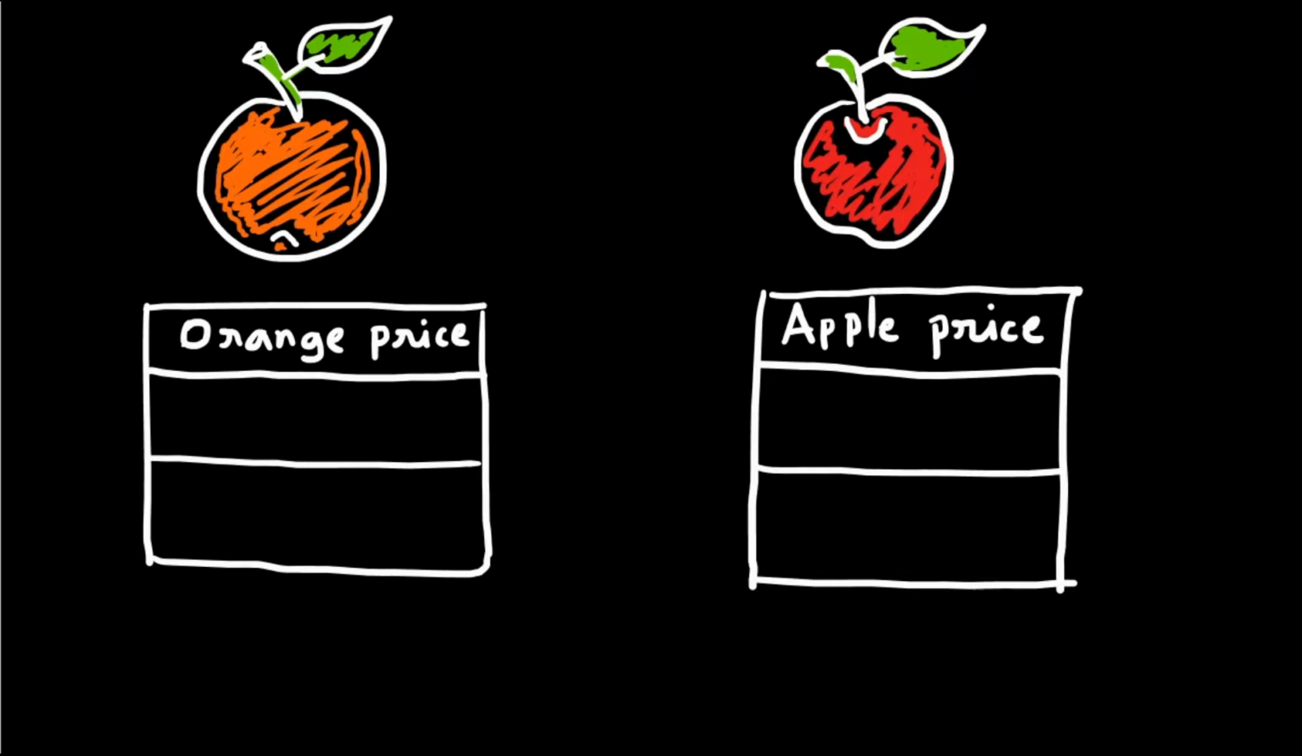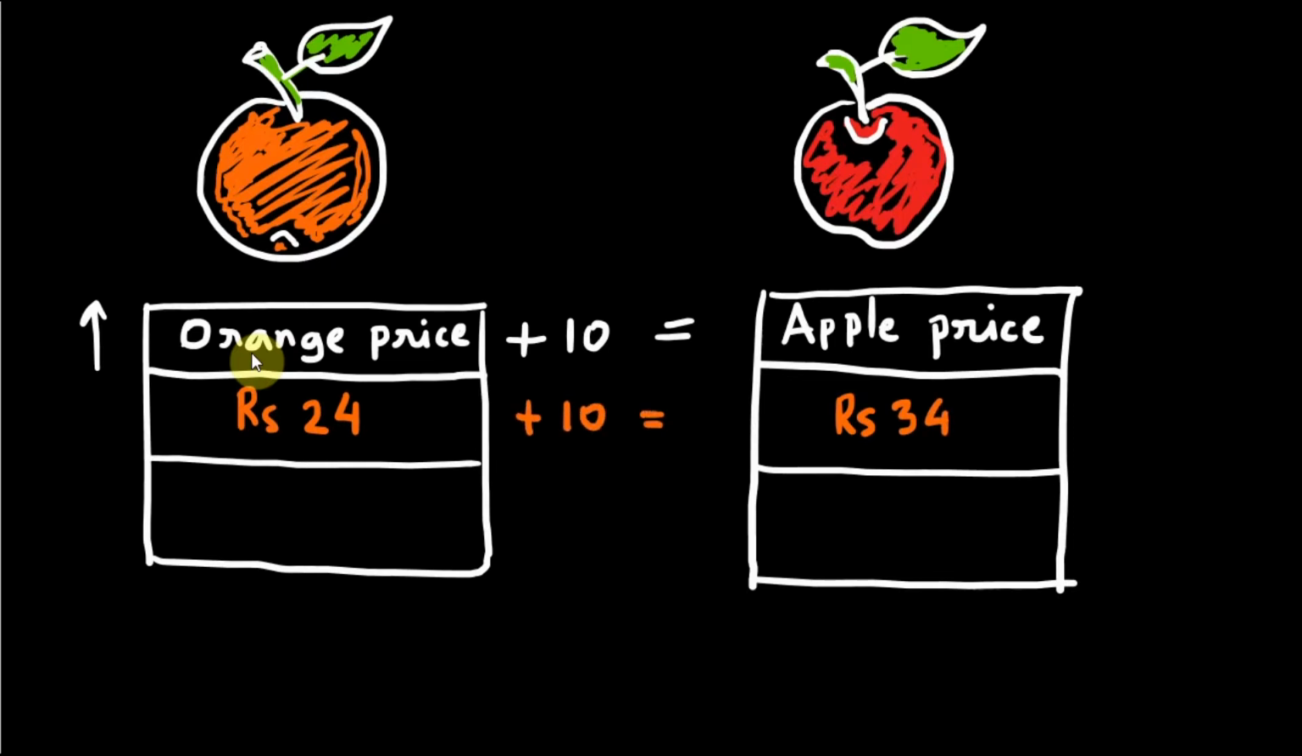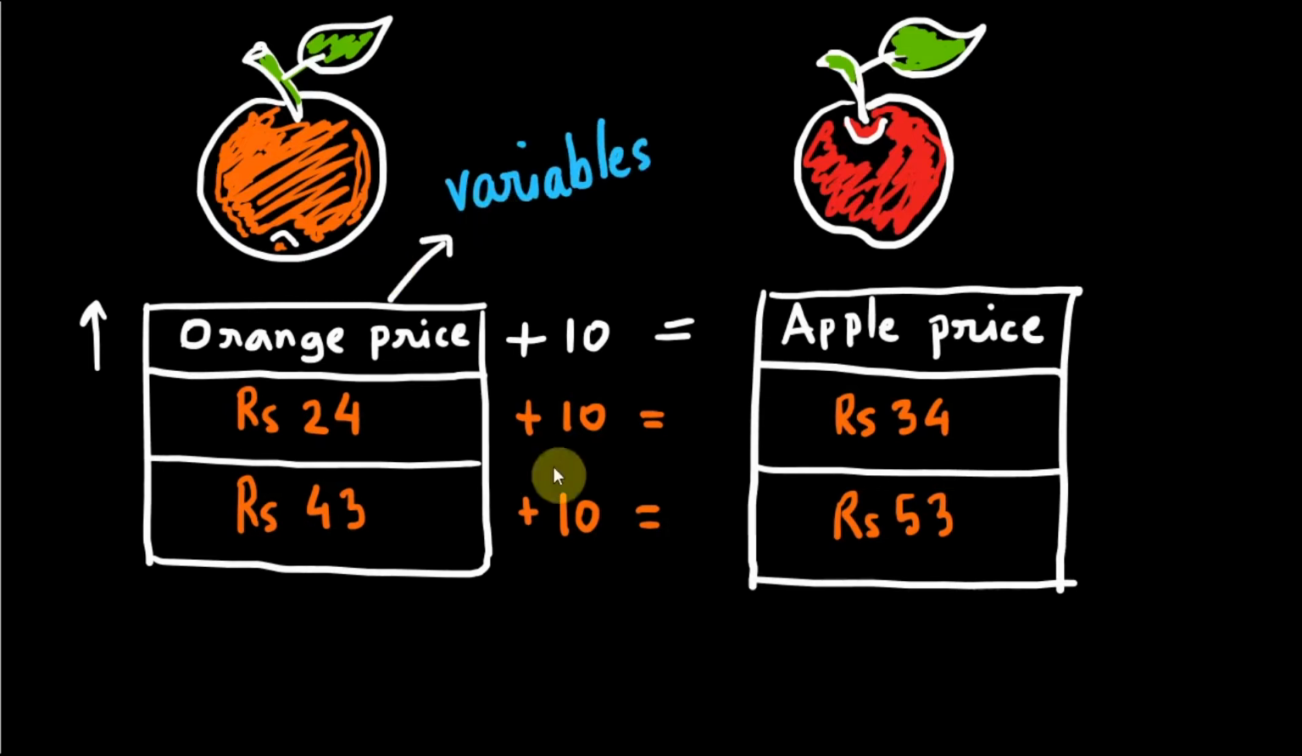Every year the price of orange changes and the price of apples becomes rupees 10 more than the price of oranges. If the orange price for a year is rupees 24 per orange, then the apple price is rupees 34 per apple, which is rupees 10 more than the oranges. Next year the price becomes rupees 43 and then the apple price increases to rupees 53. In algebra we call the orange price a variable, and the rupees 10 that we add to get the price of apples is called a constant.